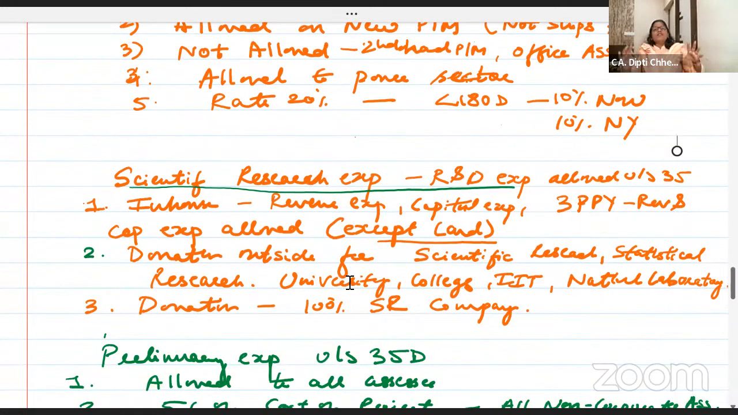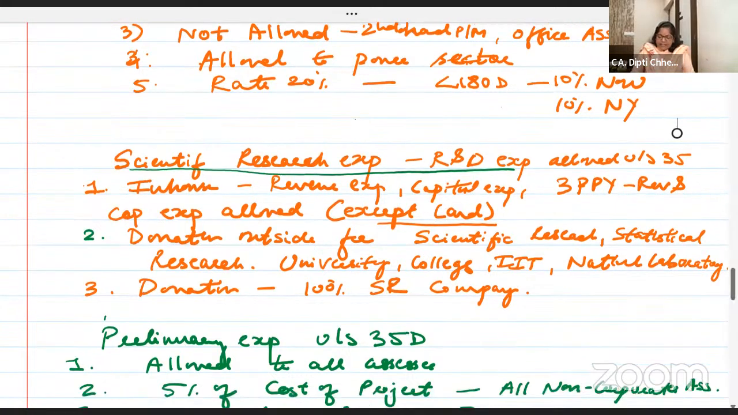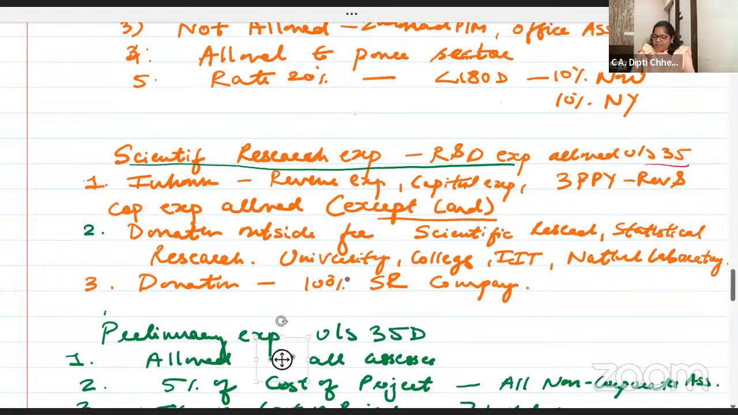Now, because we are doing business from section 30 to 36, they say related to business, if you have done expenditure, it will be allowed. First of that expenditure is scientific research under section 35. In-house, for my own business, if I'm doing scientific research, revenue allowed, capital allowed. Last 3 years, revenue and capital allowed, except land. Except land. Is this clear to all of you?